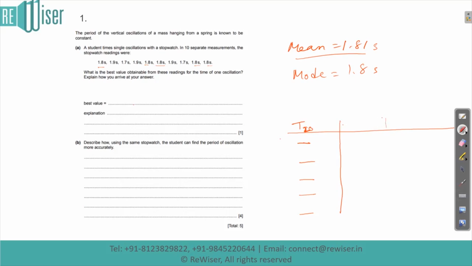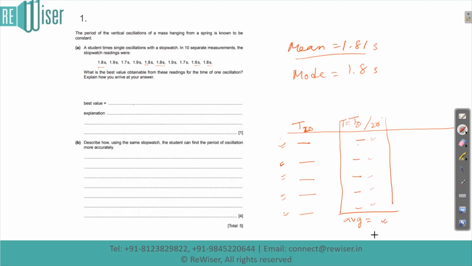Now you can find out the time period for each reading. How? T20 divided by 20, you'll find out the time period for each oscillation. You'll note it down here. Same thing you'll do for this one, this one, this one, like this. Now you can take the average of all these time periods. So you'll add all these 5 and divide by 5.